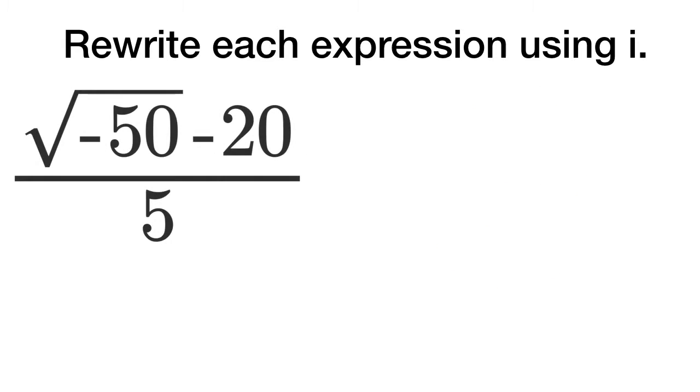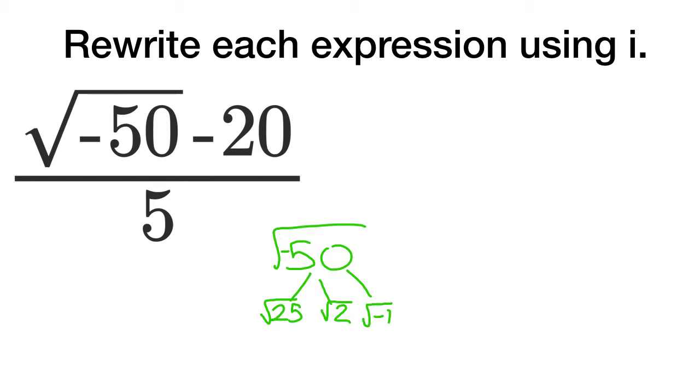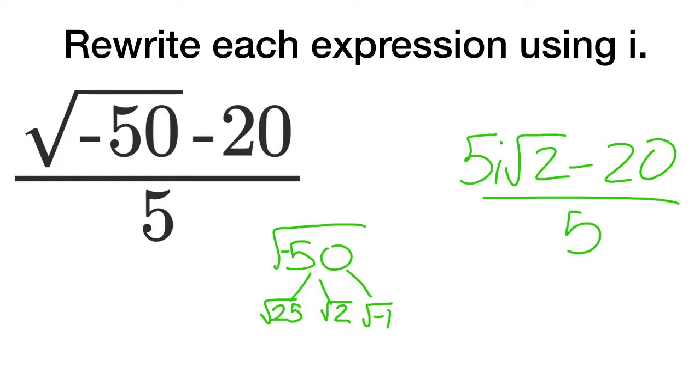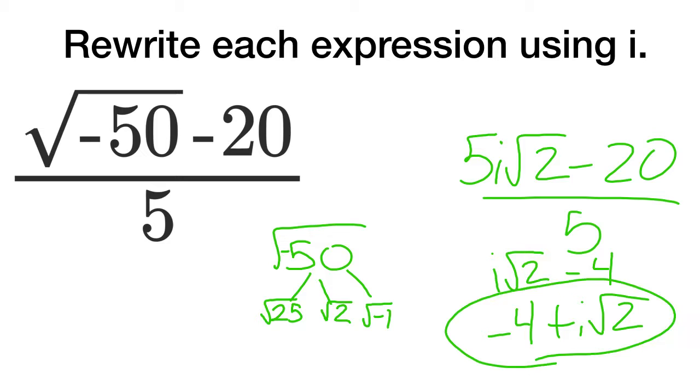Okay, let's try this one. Ooh, this one looks annoying. Let's try it though. So the square root of negative 50, let's see, 50 is the square root of 25 times the square root of 2 times the square root of negative 1, which means 5i square roots of 2 minus 20 over 5. So if I divide those by 5, that becomes i square roots of 2 minus 4, or as I'm going to write it, negative 4 plus i square roots of 2. And that's our final answer.